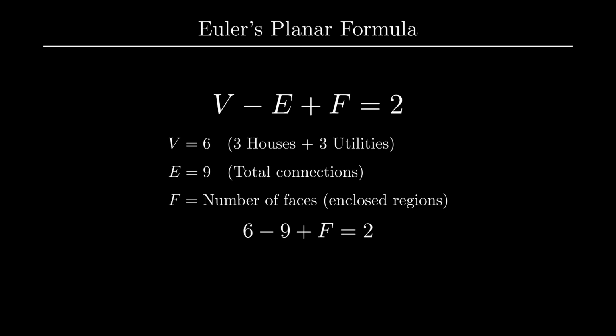If a planar drawing exists, we can solve for F, substituting our values. 6 minus 9 plus F equals 2. This tells us that any valid, non-crossing drawing must partition the plane into exactly 5 enclosed faces.